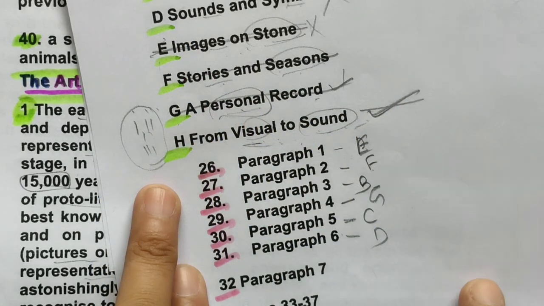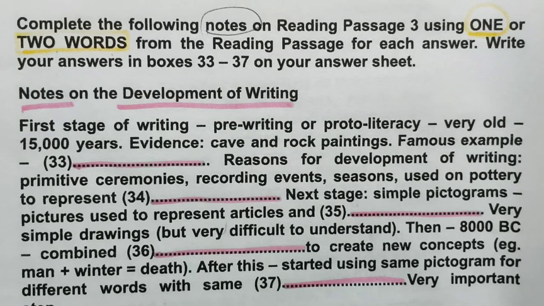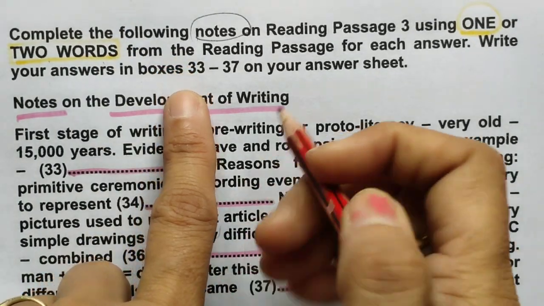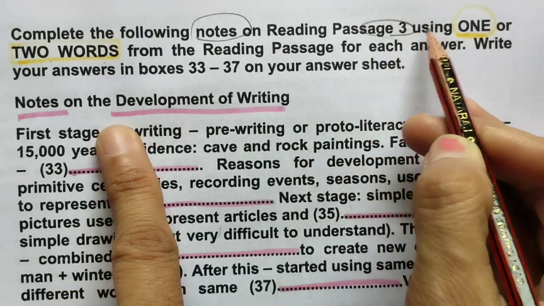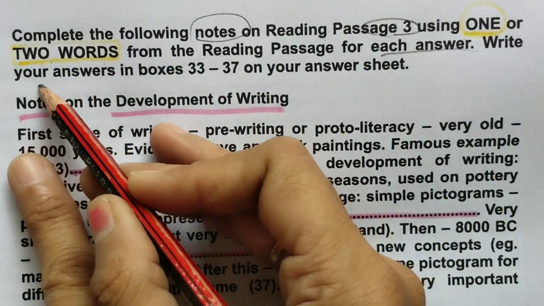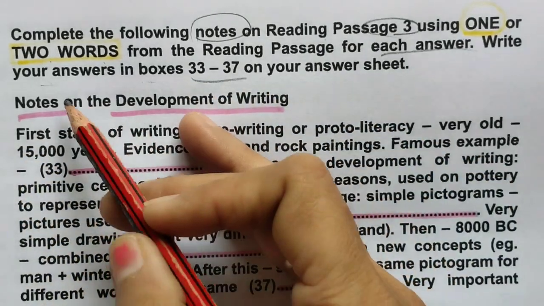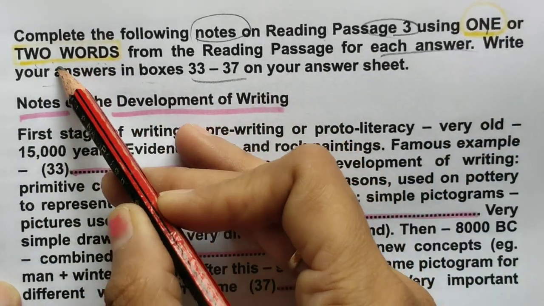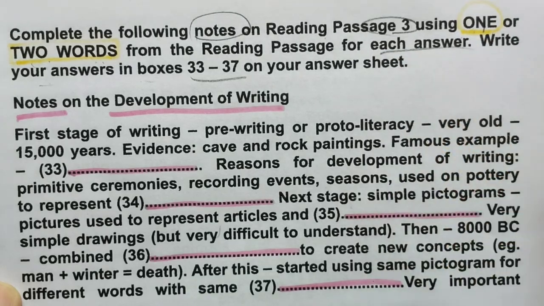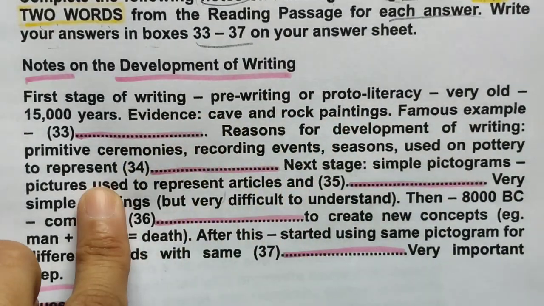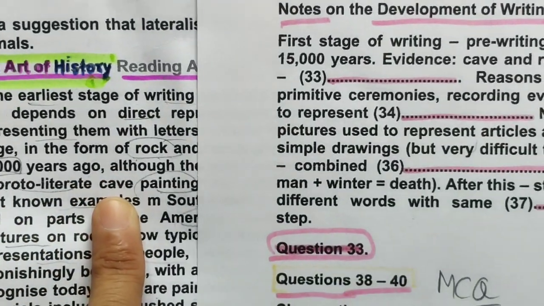Now let's do the next type of question, fill in the blanks. Complete the following notes on reading passage 3 using one or two words from the reading passage for each answer. Write your answers on your answer sheet. It means we can use one word or two words. And where do we have to get these answers from? Definitely from the reading passage.